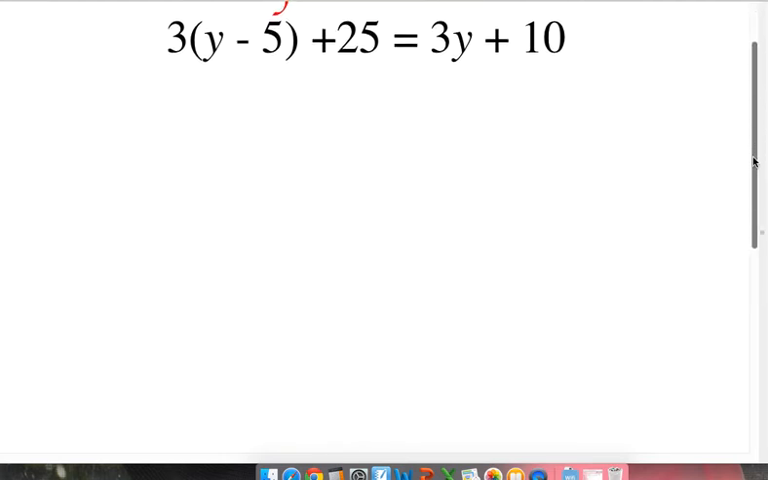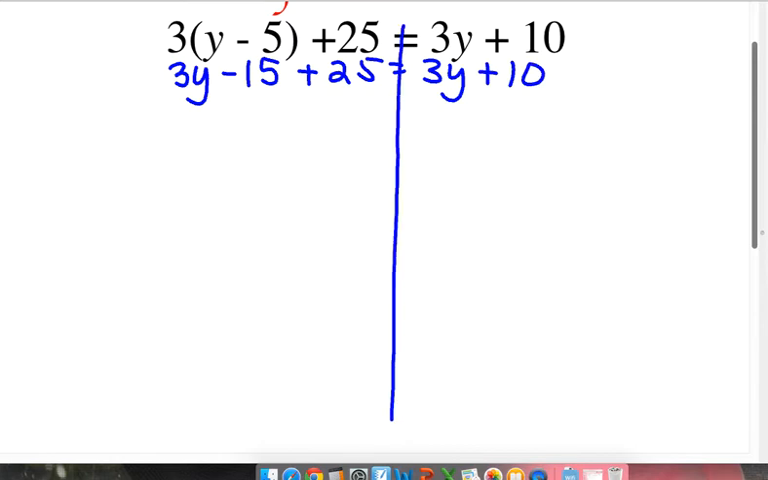So right away, I see that I'm going to be distributing the 3. So I'm going to have 3y minus 15. Then there's my plus 25 equals 3y plus 10. Okay, I like that right there.